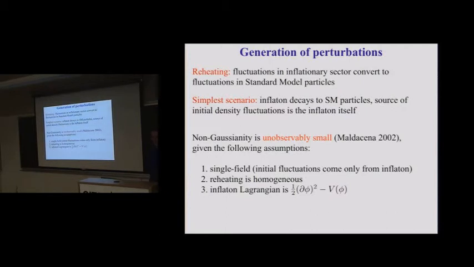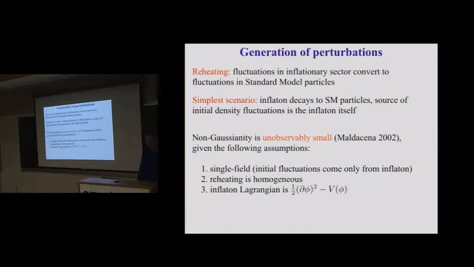That matters because the flatness condition, the conclusion that non-Gaussianity is small, is related to the flatness condition. If you could adjust the potential, make it steep, then you could get large non-Gaussianity without ruining inflation. Another assumption here is that reheating is homogeneous, that it happens in the same way everywhere. We'll talk about exceptions to that in a minute.